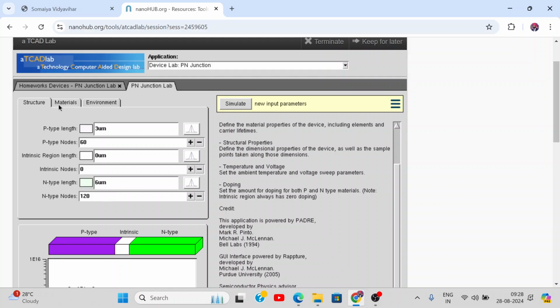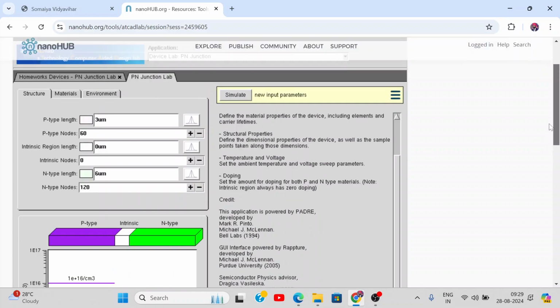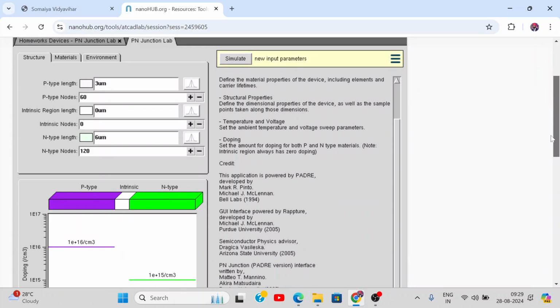Alright. What was the material? Here, how much was Na? 16, right? So here it will be 1. See, 10 to the 15 is here, so there is a difference in concentration. Alright. N type and P type. So this is my doping versus distance. This we will keep the same. Length we can keep the same. Both we can keep at 6.